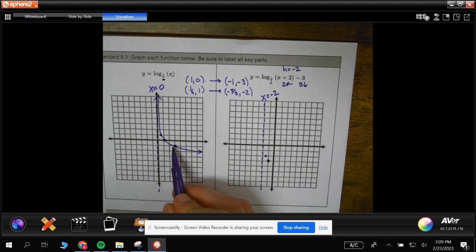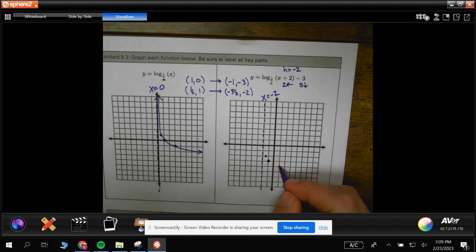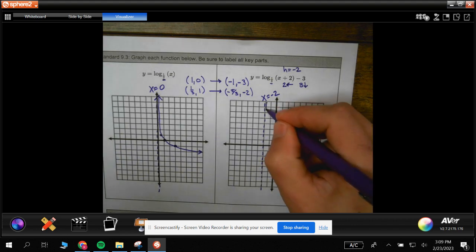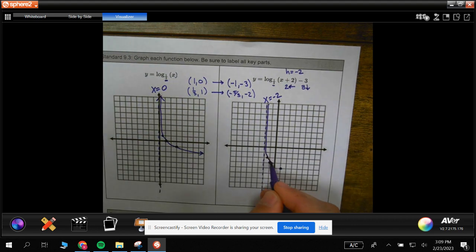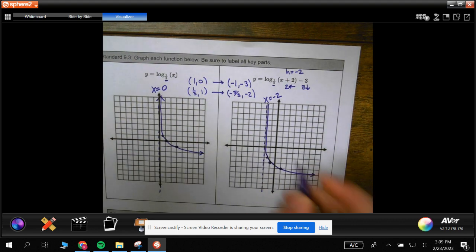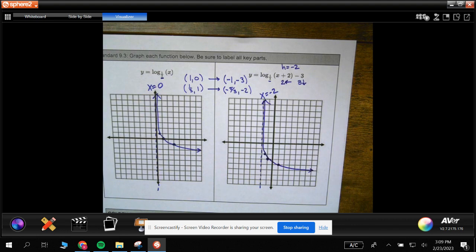And if I were to move this point, 3, -1 over, that would be at what? 1, -4? Right around there. So let's draw in our graph. And it kind of turns like that and goes like that. And there we go. There's our graph. Okay, standard 9.3, good to go.